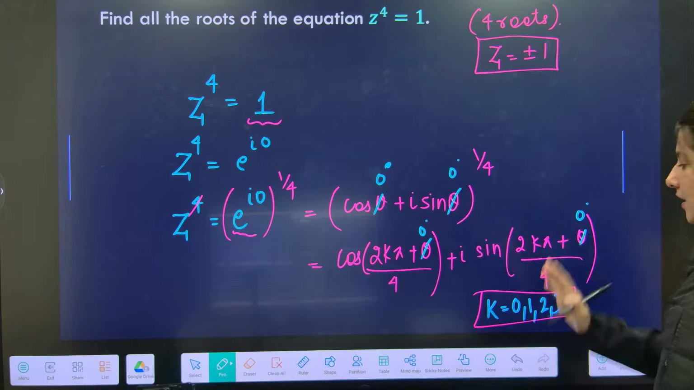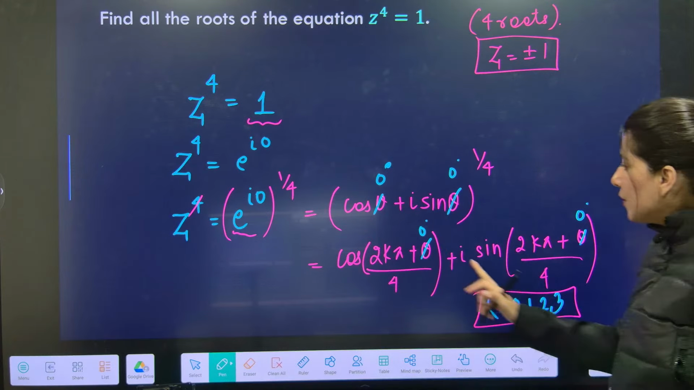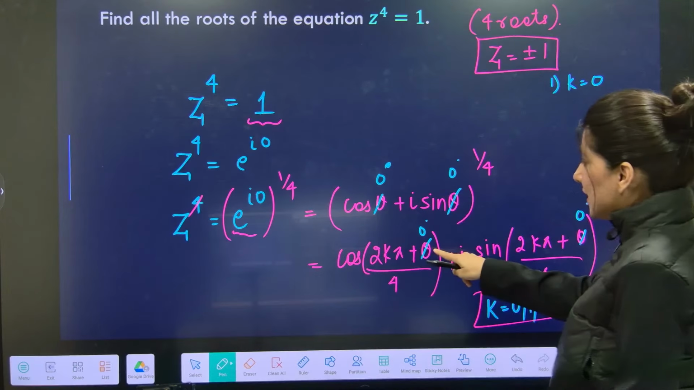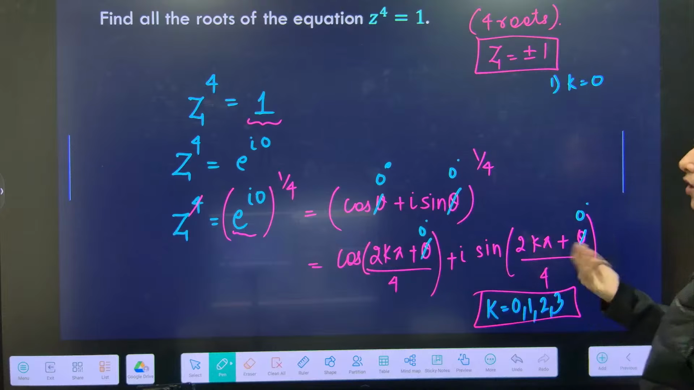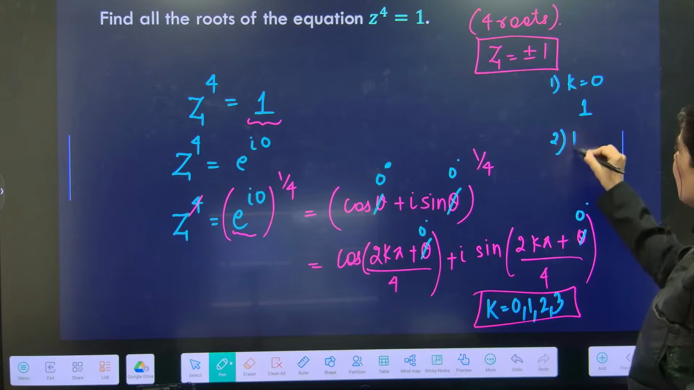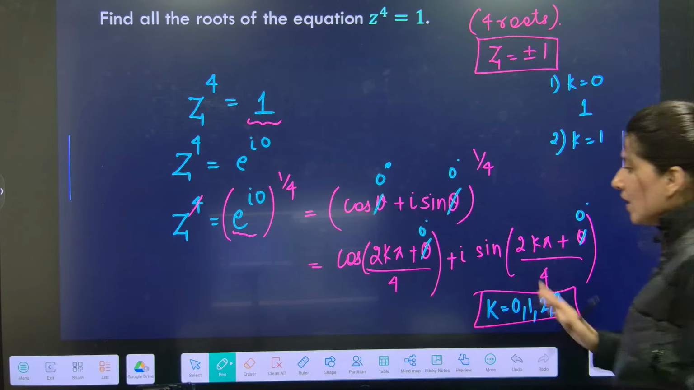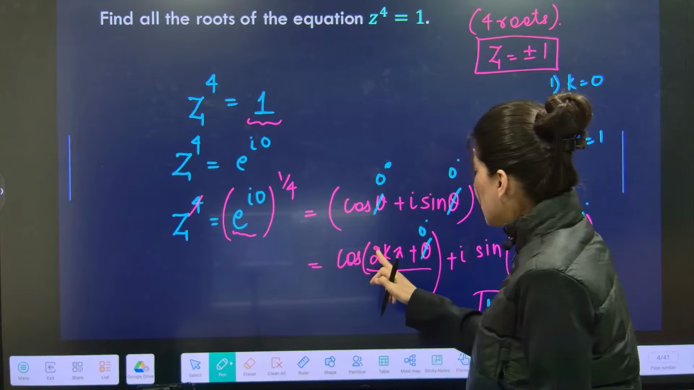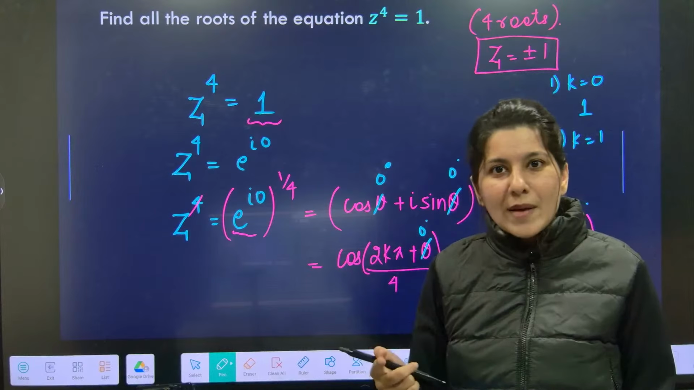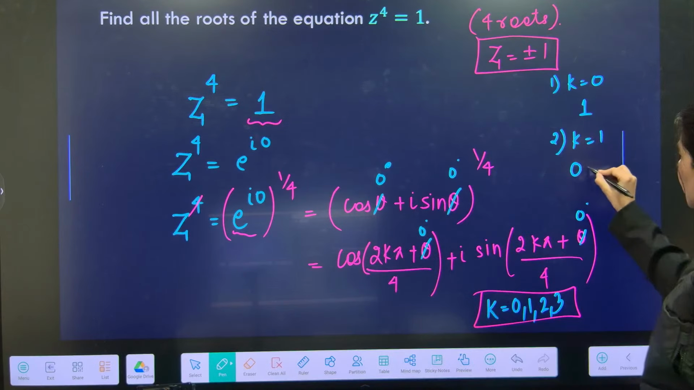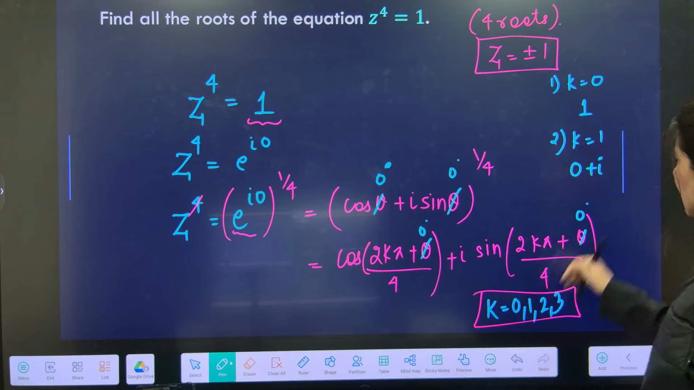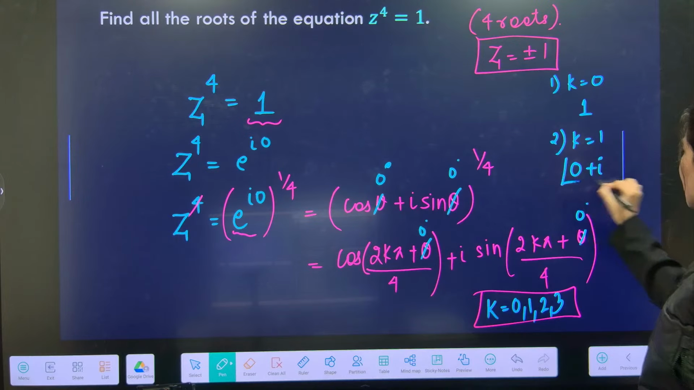Now quickly put k is equal to 0, case number 1. Cos 0 is 1 and sin 0 is 0. Second, if k is equal to 1, this is going to be cos 2 pi by 4, which is cos pi by 2, plus iota sin pi by 2. Sin pi by 2 is just 1, so this is iota.